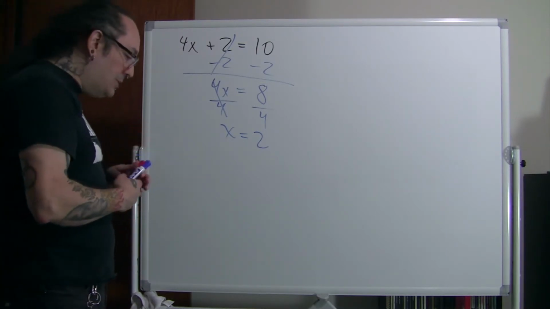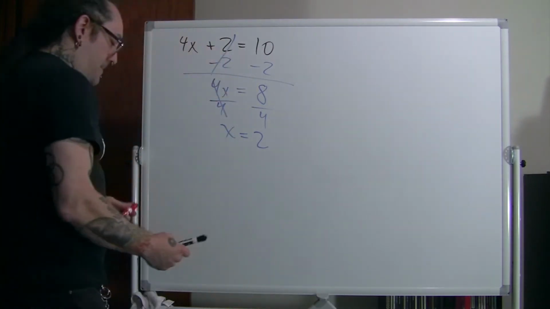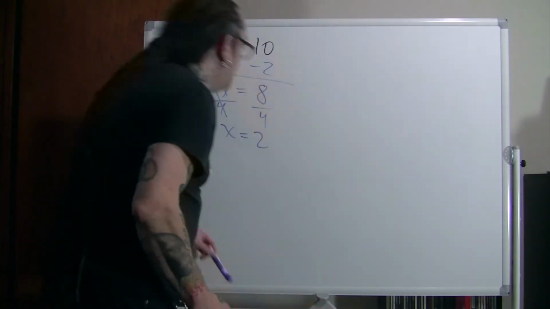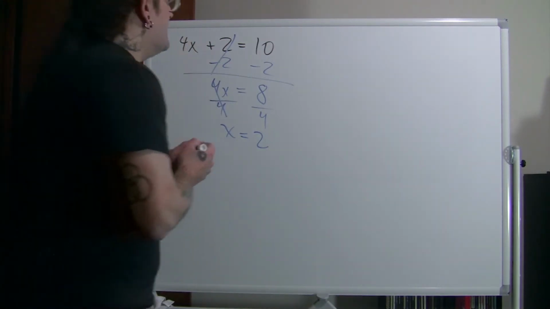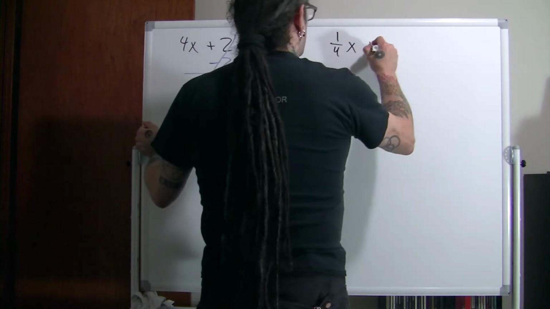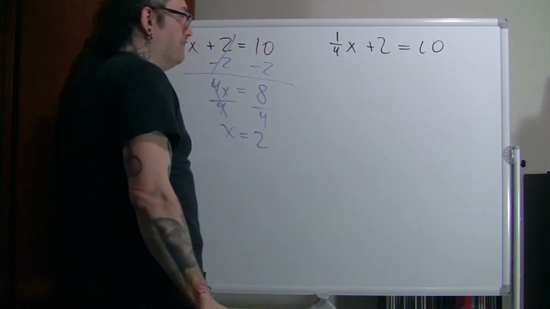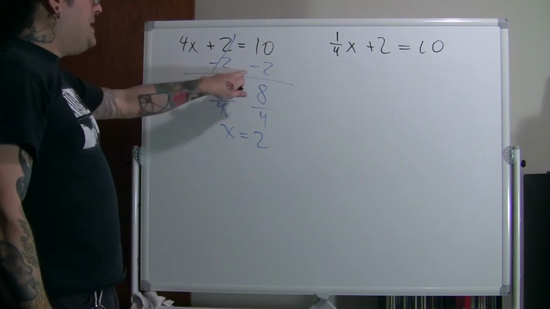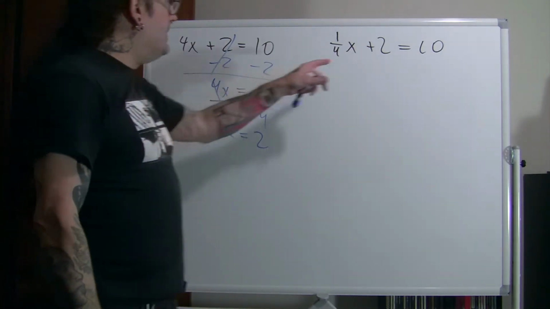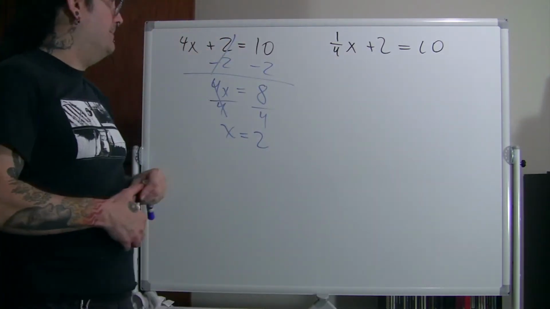Now, let's do something a little bit different. I want black and blue. Okay. Let's do something slightly different. Let's do 1/4 x plus 2 equals 10. Now what? First step is exactly the same, right? I've got to get this away from this. And I've got to get it out of there.